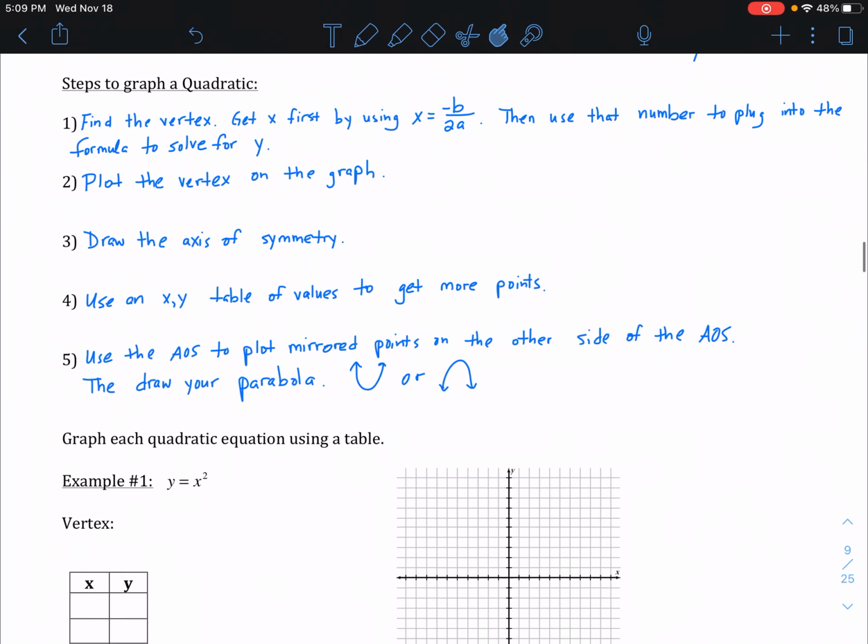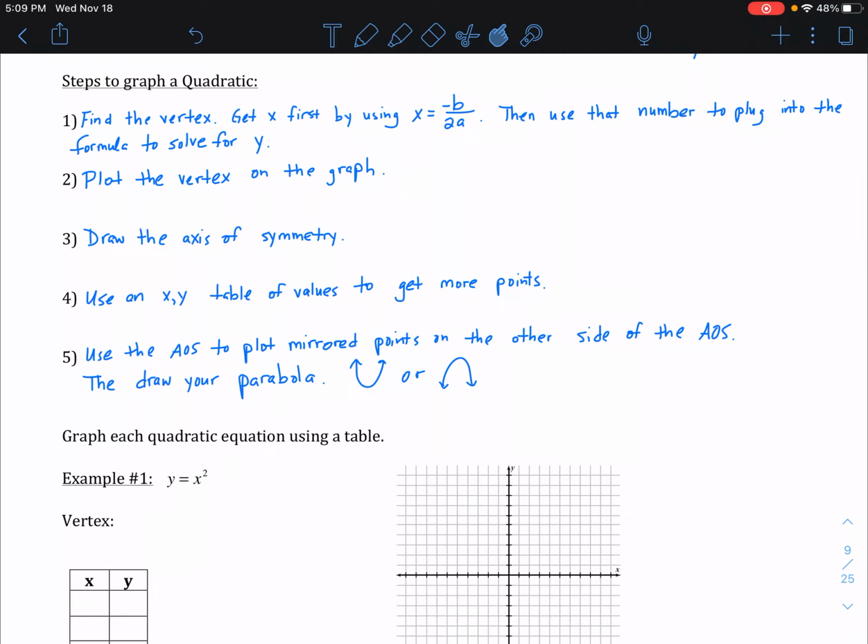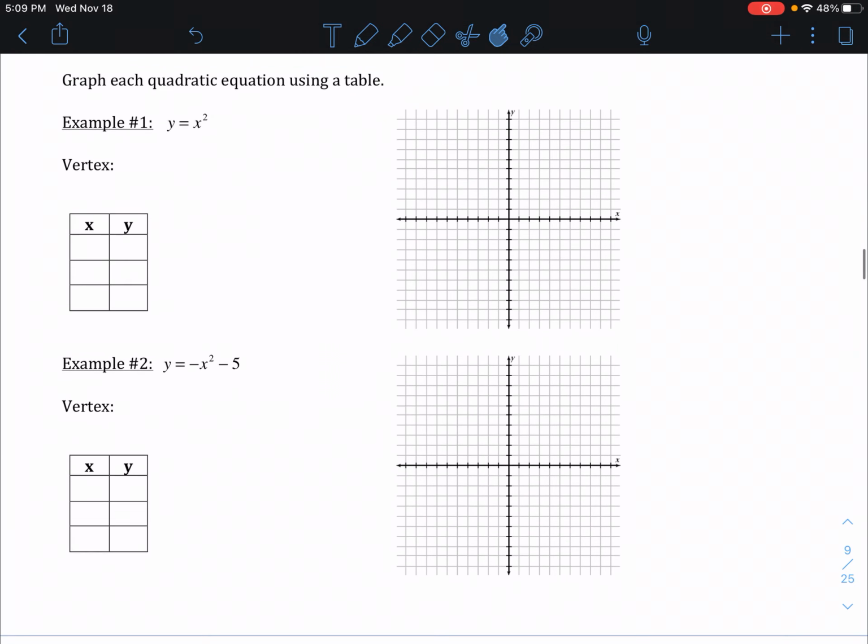So here's the steps to graph a quadratic. Please pause this and take notes. And I'm going to go right into doing the examples. I'll be talking about the steps as I go through them.